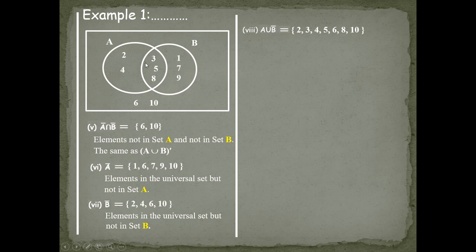Now this is set B. Outside set B, I will take the whole of this part. Since I'm interested in the union, I'm going to take the whole region that is shaded, and that will give us these elements.